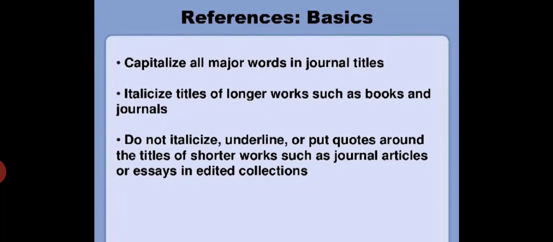Capitalize all major words in journal titles. When you are writing the journal title, then you would capitalize all major words. Italicize titles of longer works such as books and journals. Do not italicize, underline, or put quotes around the title of shorter works such as journal articles or essays in edited collections.